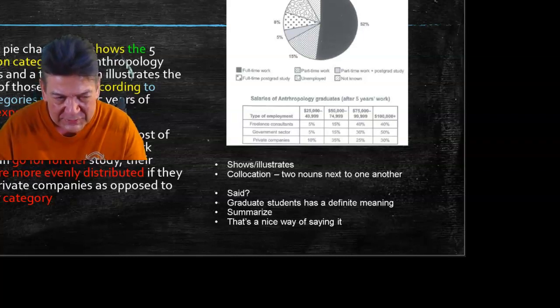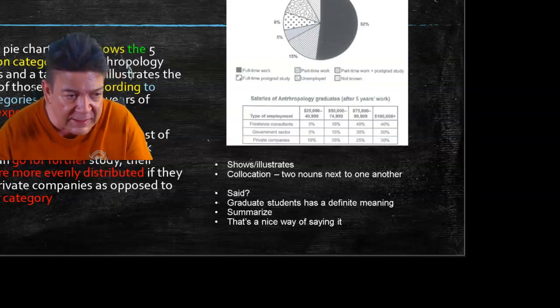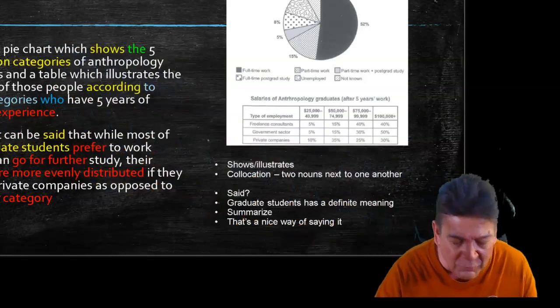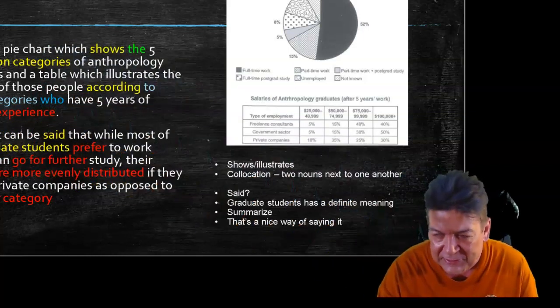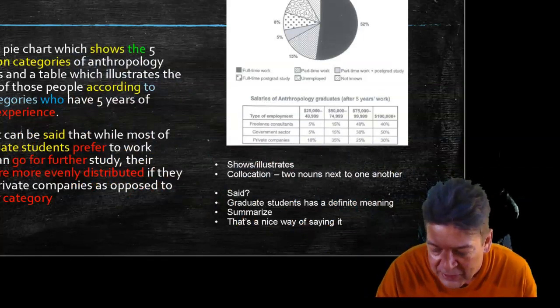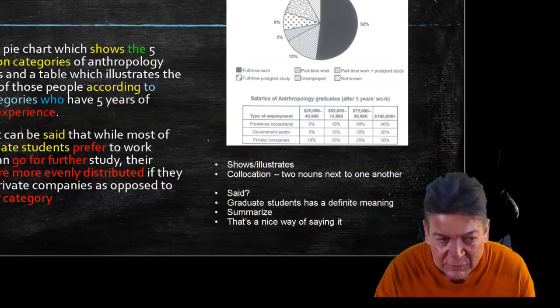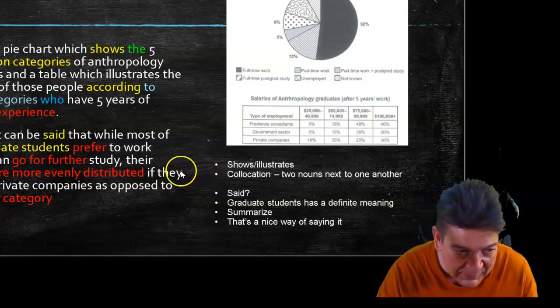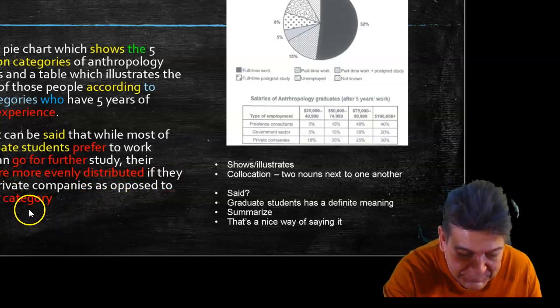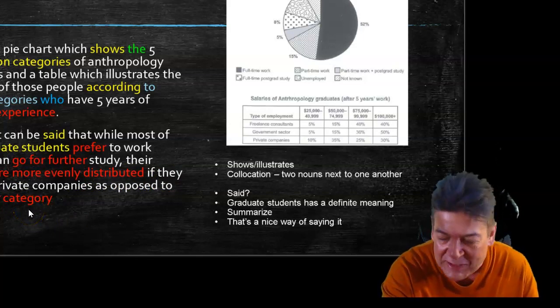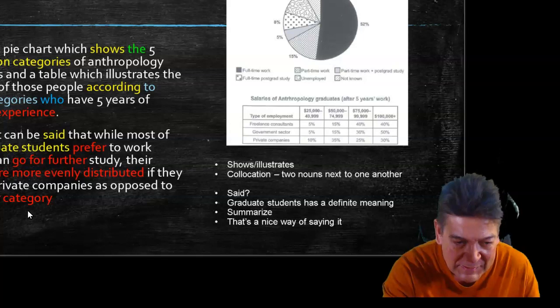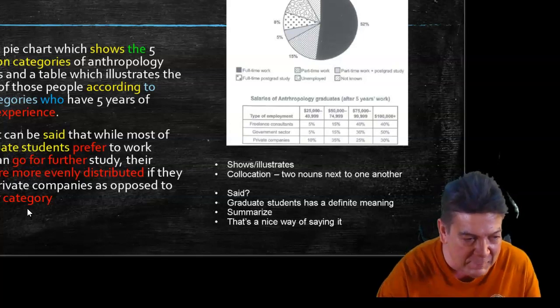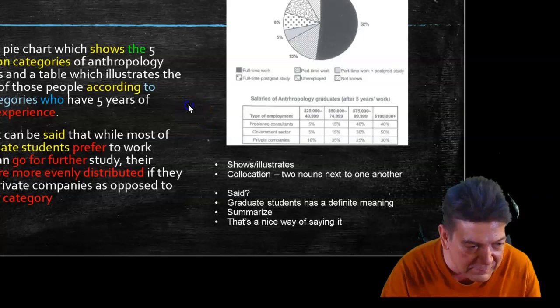Work in private companies as opposed to other categories than any other category. Well, we only have 2 other categories. So any other category is not the correct phrase for it, as opposed to either of the other categories. Or as opposed to the other categories. More evenly distributed. That's a nice way to say it. I mean, if you're a boss. Okay. Come here. Click. Next slide.